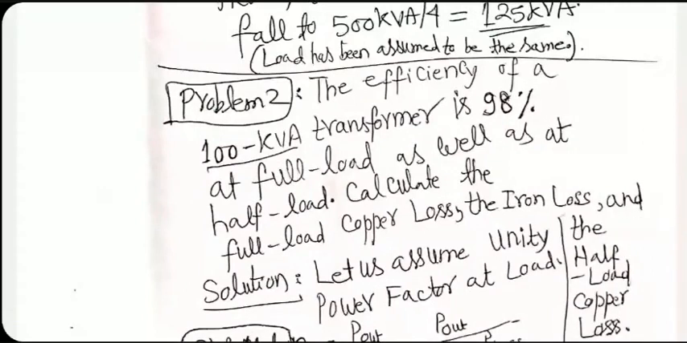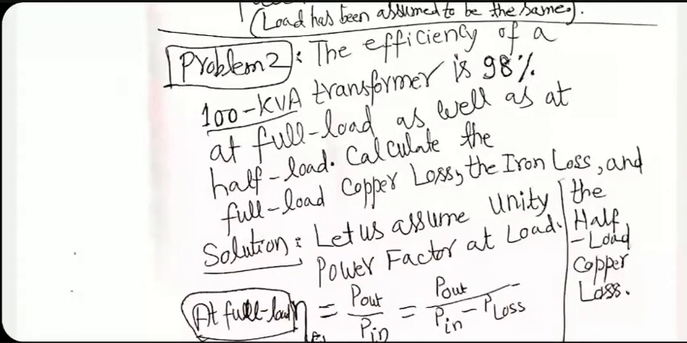Calculate the full load copper loss, the iron loss, and the half load copper loss. Now, one thing I pointed out last time, and I'm reminding you again, that iron loss does not change much whether you are drawing this amount of current from secondary or that amount of current from secondary. Iron loss is more or less independent of the currents in primary and secondary windings. Copper loss, however, changes. It is going to vary with the square of the current. If current goes up by a factor of 2, the loss will go up by a factor of 4 in both primary and secondary.